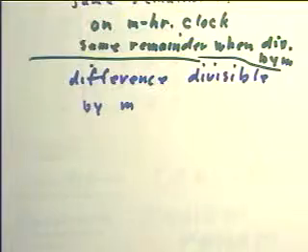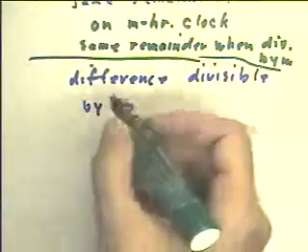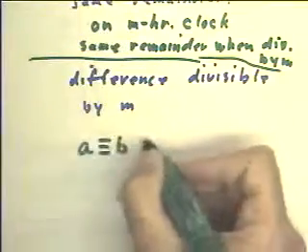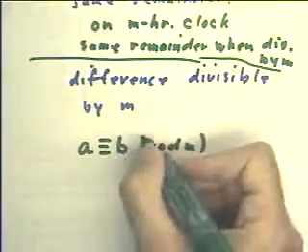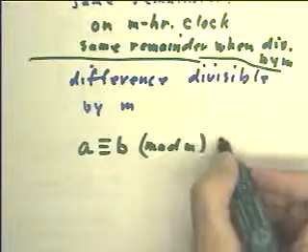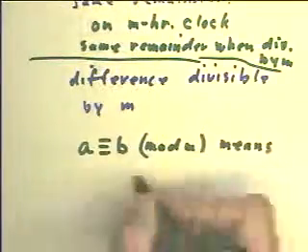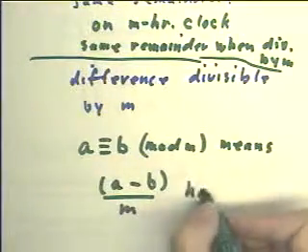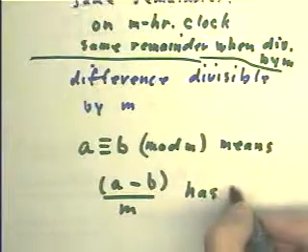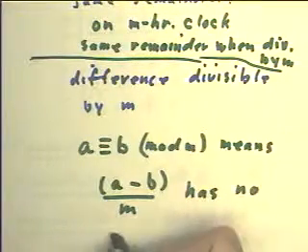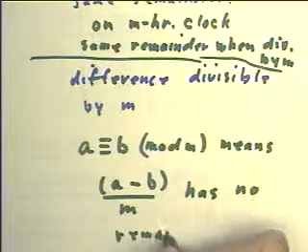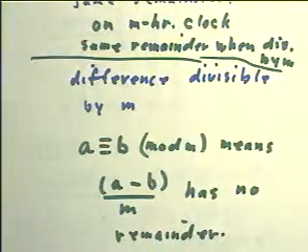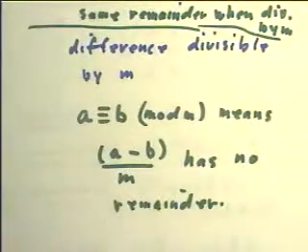To say that this is equivalent to also saying that the difference is divisible by M. That is, that A is congruent to B mod M means that the difference has no remainder. And the fact that these two are equivalent is fairly obvious.